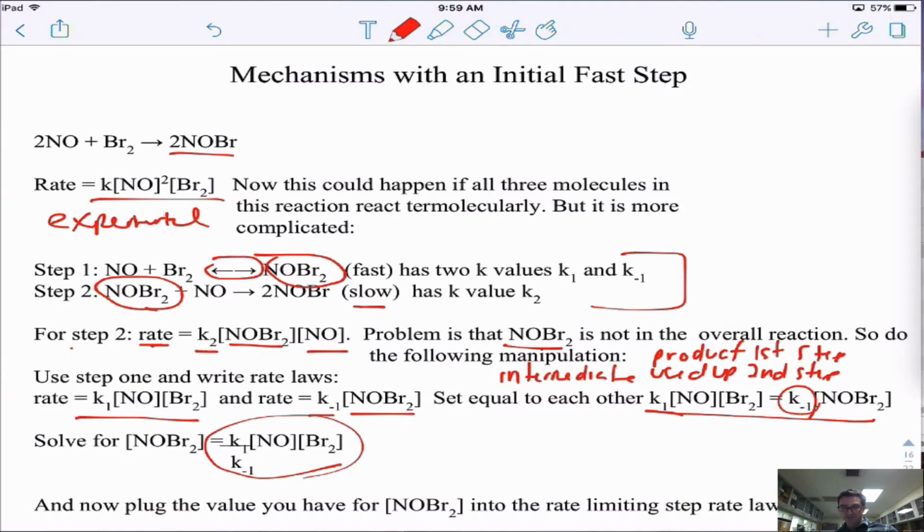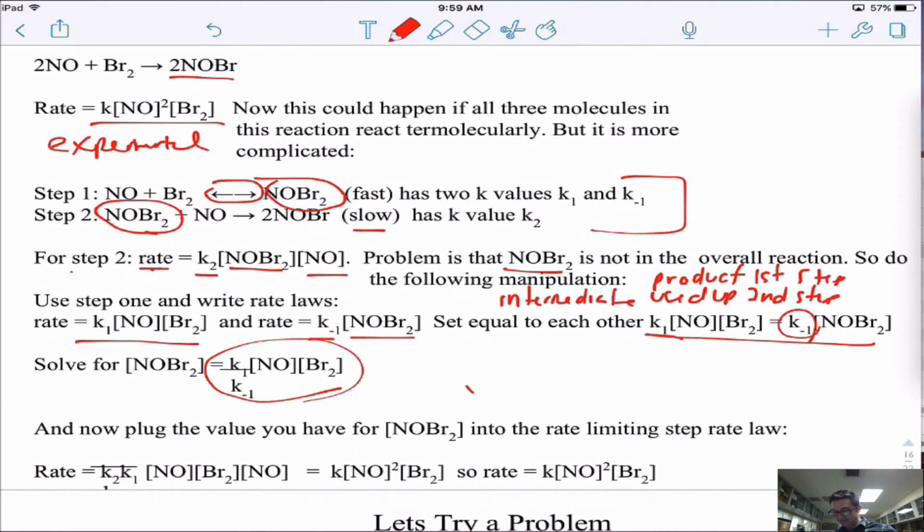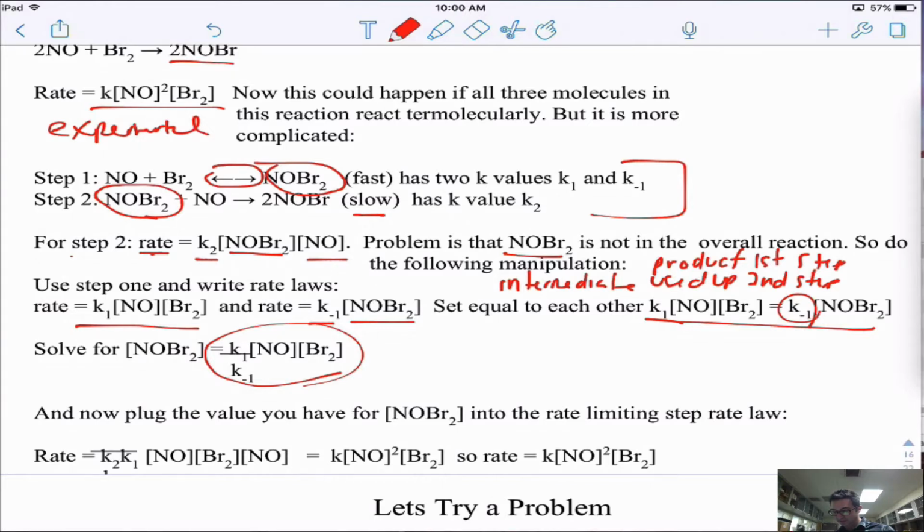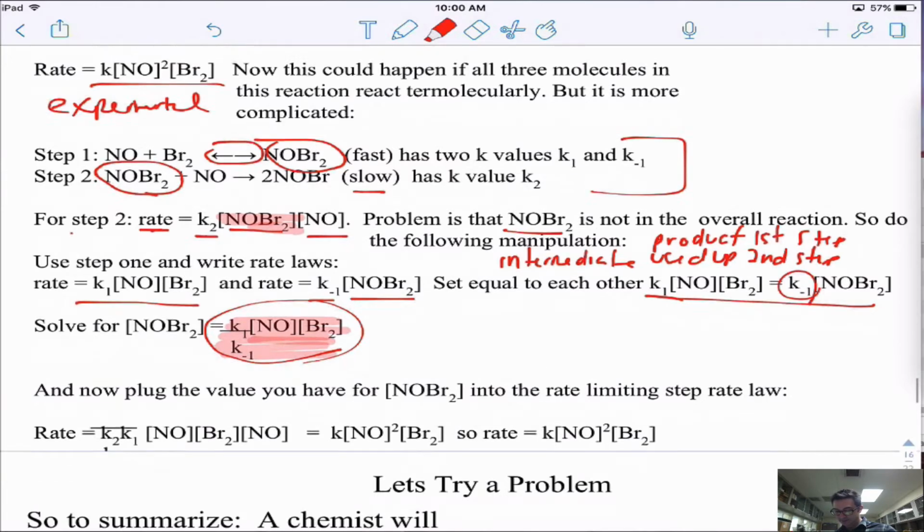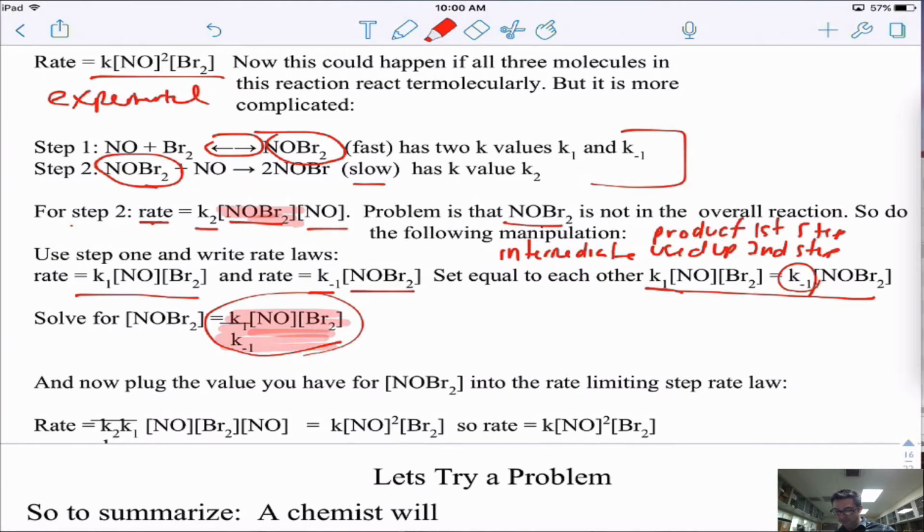Now, here's where things get fun. I take this NOBr2 that's in my slow step here. So here's my NOBr2 in my slow step. And I substitute in this entire expression. And there it is. Now it's substituted in. The K's got messed up here, but substituted in. And when I combine all the K's together, I get my overall rate law that matches.